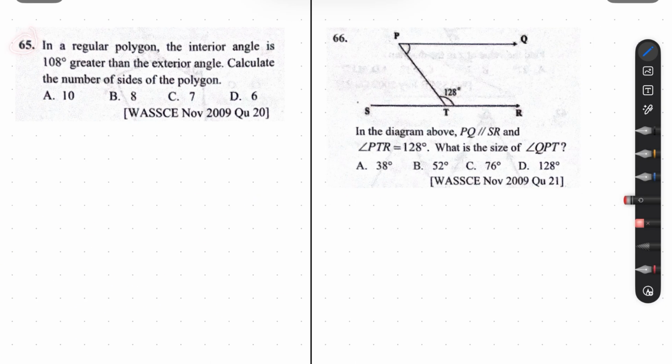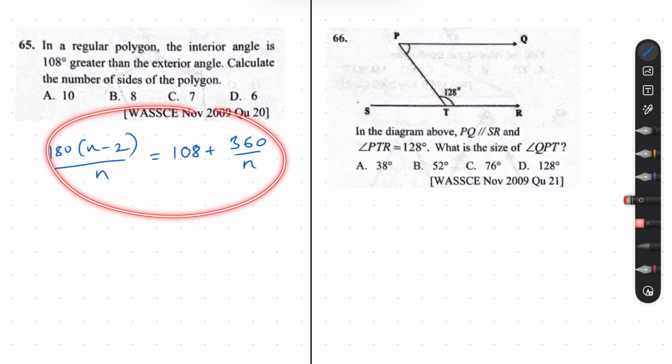The question says, in a regular polygon, the interior angle is 108 greater than the exterior angle. So what that means is the interior angle, which is 180(n minus 2) divided by n. This is the interior angle, right? They said it is 108 greater than the exterior angle. What's the formula for the exterior angle? 360 over n.